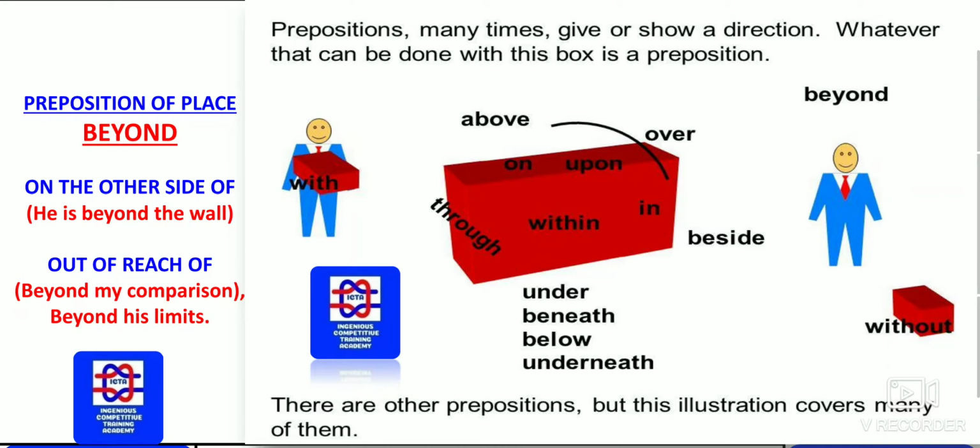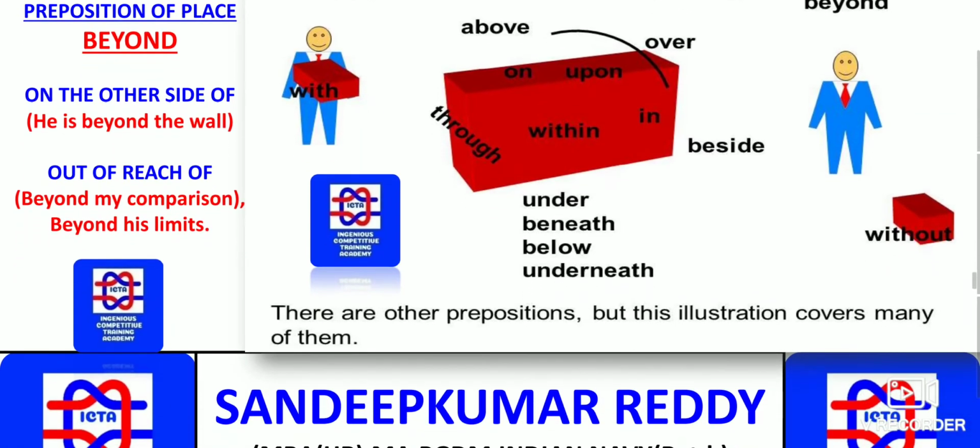So here there are various things we have to remember. Prepositions many times give or show a direction. Whatever can be done with this box is a preposition. Here he has the box with him. In the same manner, the box is now beyond him, without him. So there are various things you have to understand. You can directly go through how exactly beyond is given in this figure.